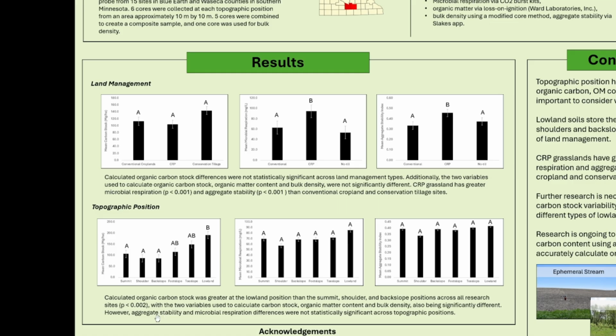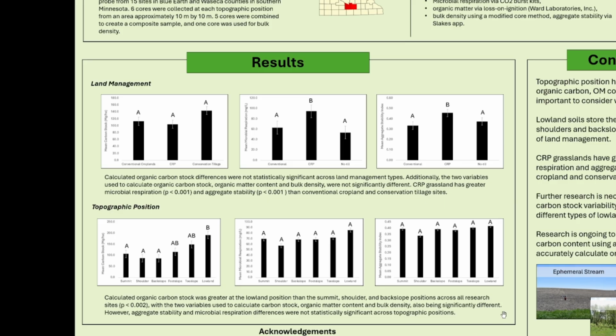Into topographic position, once again we have the carbon stock here. We see that the lowland position is greater than the summit, shoulder, and back slope, our uplands, and the two variables used to calculate organic carbon stock, organic matter content and bulk density, were also significantly different. However, aggregate stability and microbial respiration were not statistically significant across topographic positions.